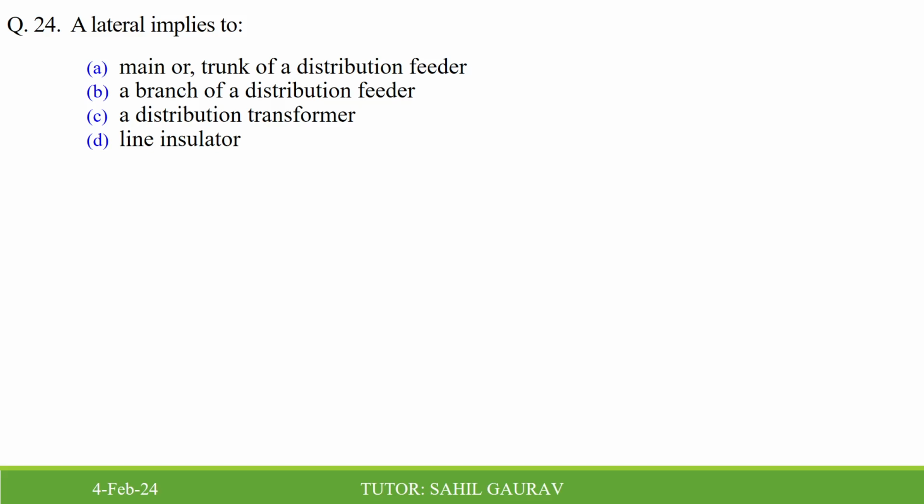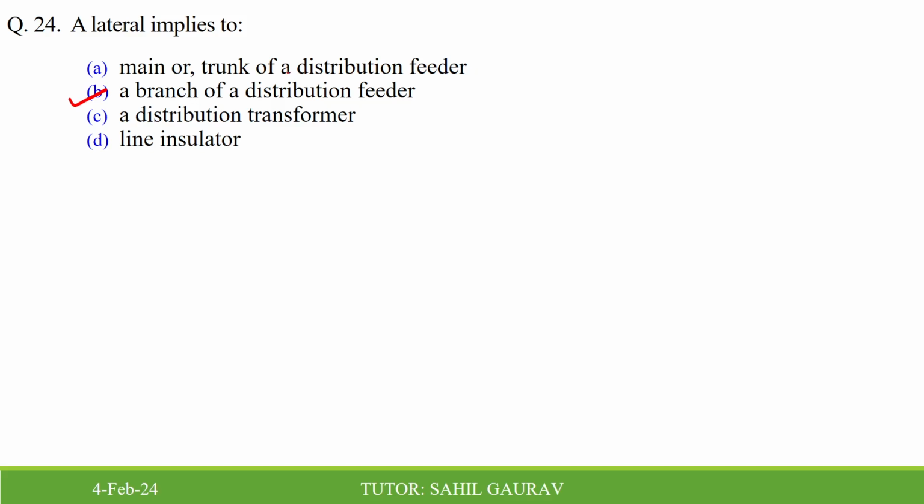Anyone has an idea? I think you have not seen the NPTEL lecture video. Otherwise, it is very simple. In the case of a distribution system, the main primary feeder branches into various primary laterals that in turn separate into several sublaterals to serve all the distribution transformers. So the correct answer is a branch of a distribution feeder.